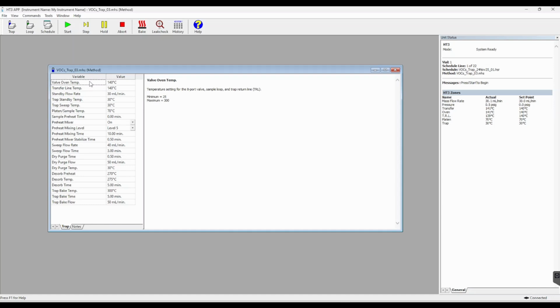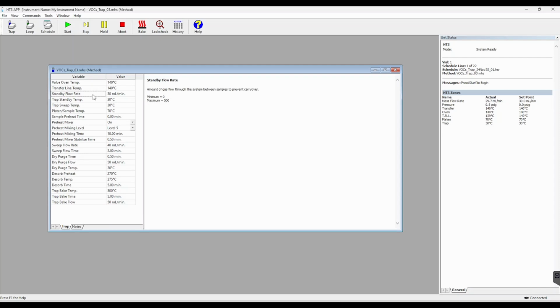The valve oven temperature is a temperature setting for the 8-port valve, sample loop and the trap return line. The recommended starting points for the valve oven temperatures is 0 to 5 degrees above the sample temperature. Transfer line temperature. This is a temperature setting for the heated transfer line. It is recommended to set this temperature the same or 5 degrees above the valve oven temperature.